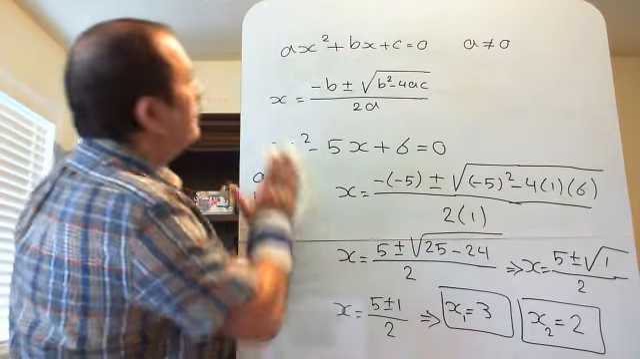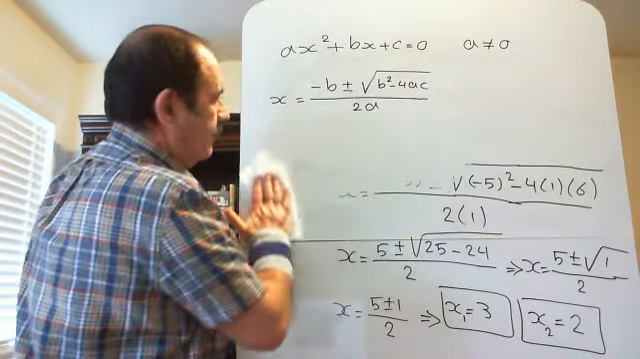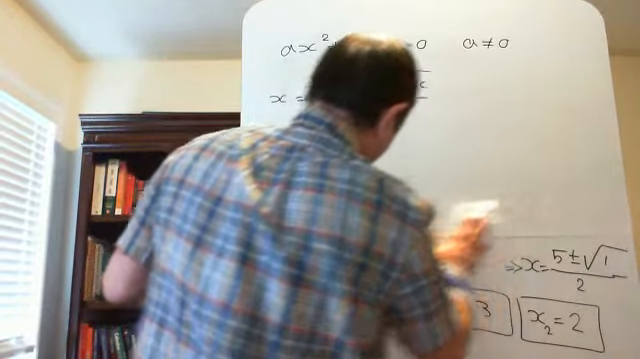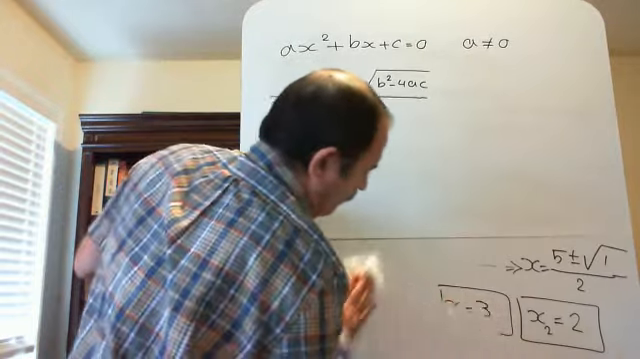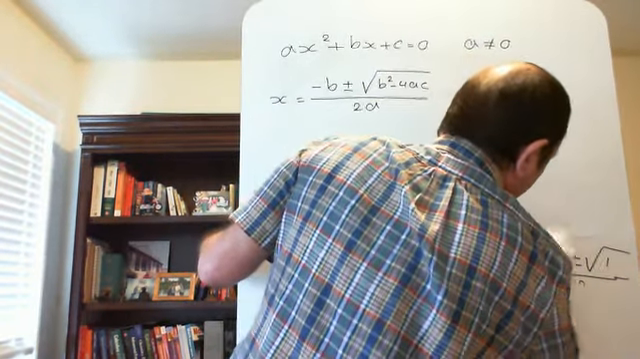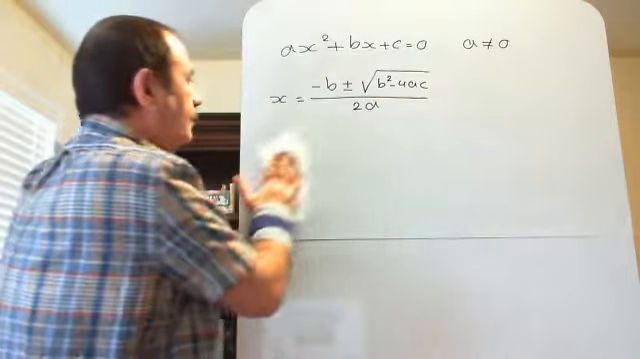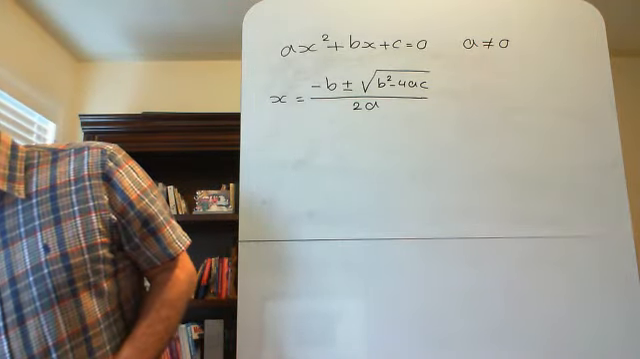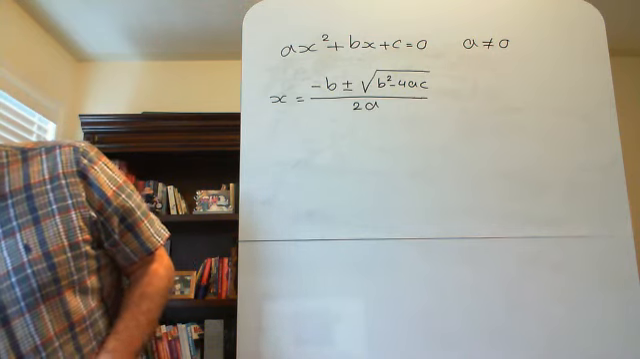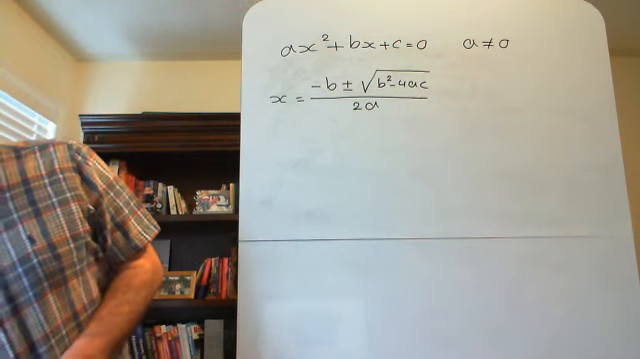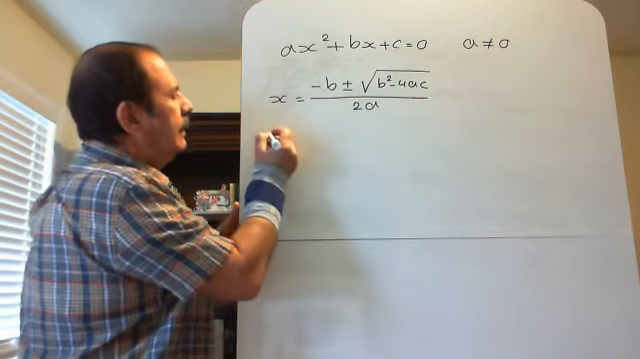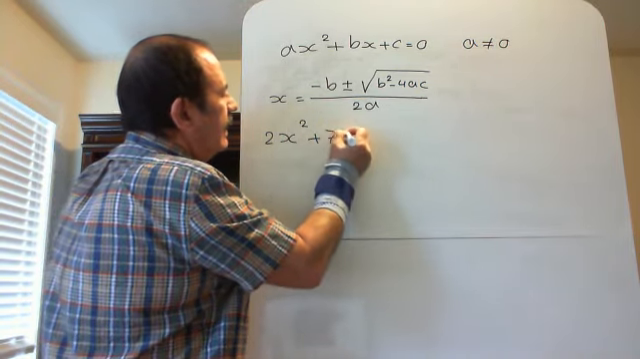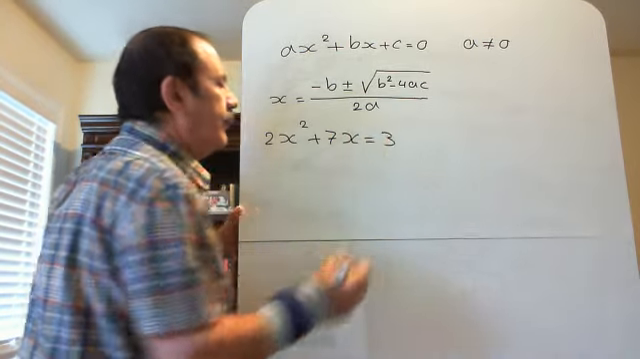Let's do another example. I'm going to erase this one. Let's do this example. 2x squared plus 7x is equal to 3. 2x squared plus 7x is equal to 3.